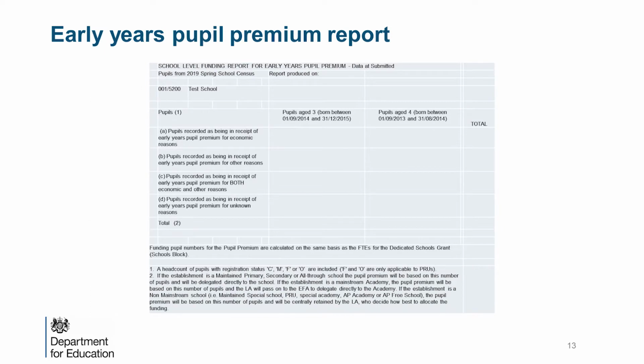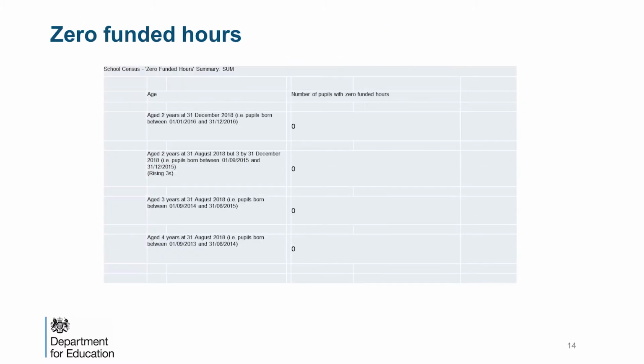The Early Years Pupil Premium Report is aimed specifically at the data collected via the school census and will allow you to check and verify the data contained in your spring school census, which will feed into the Early Years Pupil Premium allocation. The Zero Funded Hours Report highlights the number of early years pupils who have zero funded hours recorded on your school census return. As funded hours is used to calculate the early years block of the dedicated schools grant, it is important that you check and verify this data.